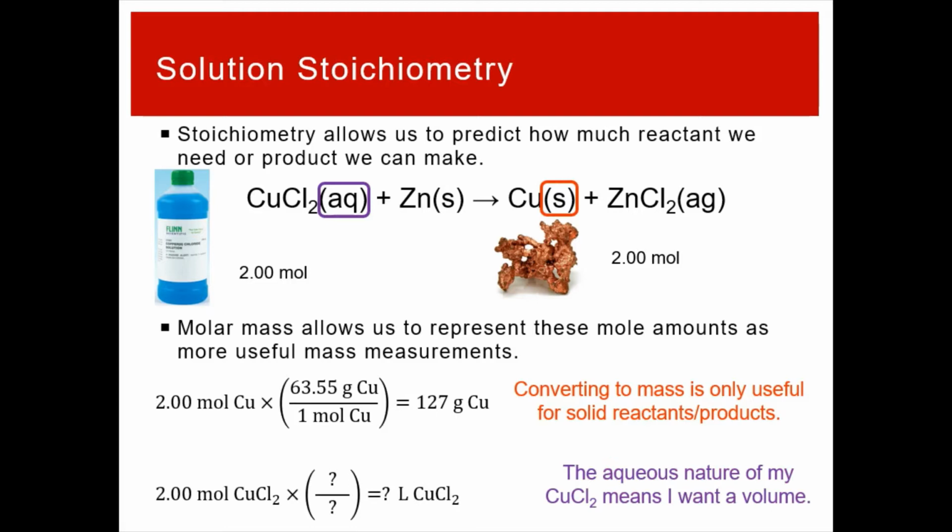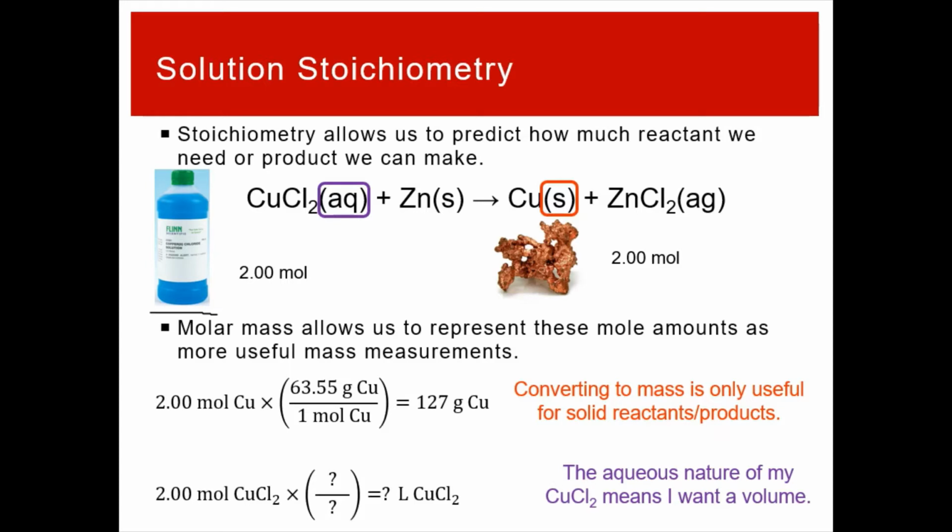If I instead look at, say, copper(II) chloride in this reaction, it's dissolved in solution. It's aqueous. So I need 2 moles of copper(II) chloride, but now that is the solute, the amount of solute that's floating around in this solution. But because it's a reactant, if I'm going to go get the solution and measure out an amount of it, I'd want a volume of that solution, right? A volume of liquid that I can measure out, say in a graduated cylinder, that I could then pour into my reaction mixture.